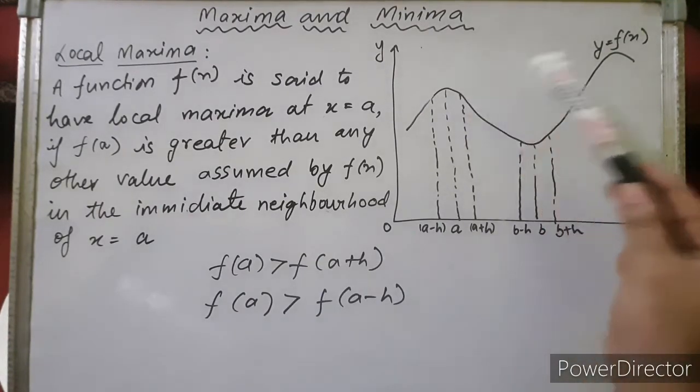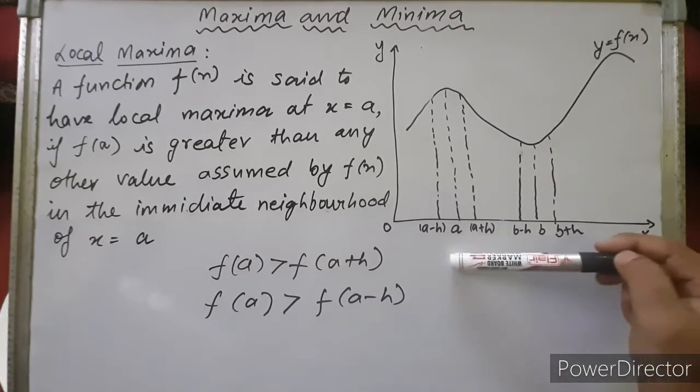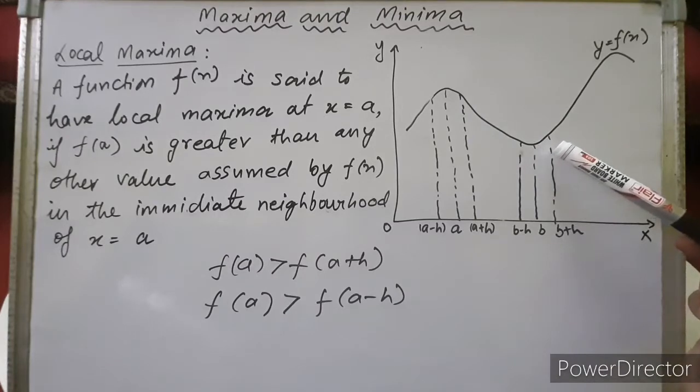You can see that this value is less than this value, right? But in the interval (a, b), the maximum value is at a and the minimum value is at b. So when we take a particular interval in the domain of y, whatever maximum value we find in that interval will be the local maxima, and whatever minimum value we find will be the local minima.